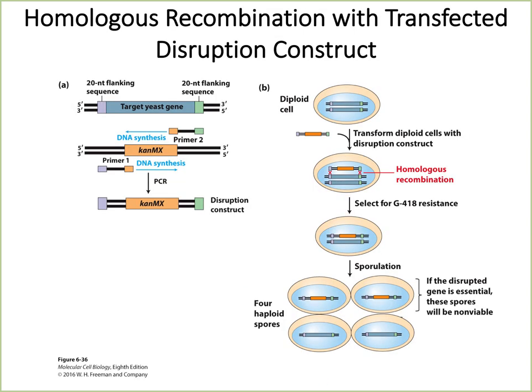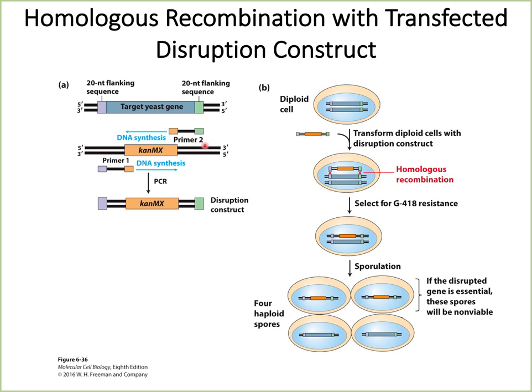The first one that we are looking at is homologous recombination with the transfected disruption construct. This is used routinely in yeast, and you have a target yeast sequence. On the target yeast gene sequence, you have a 20 nucleotide flanking sequence and another 20 nucleotide flanking sequence, and you design primers complementary to these flanking regions. Just name them primer 1 and 2.